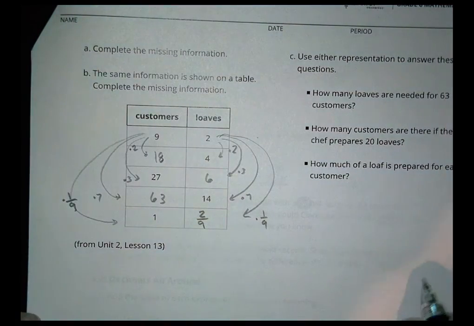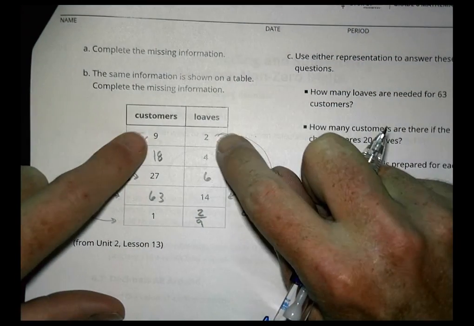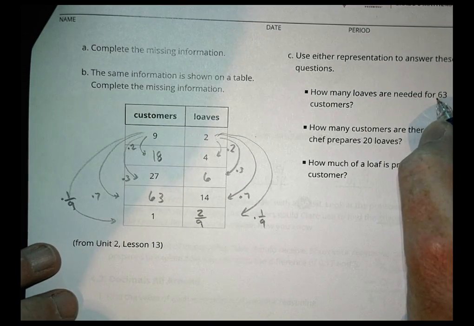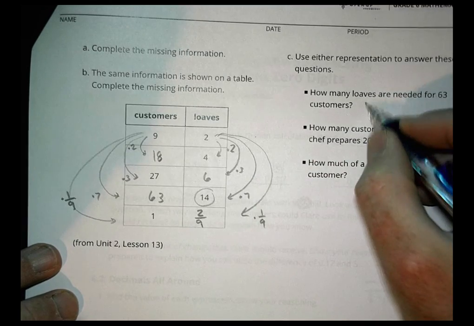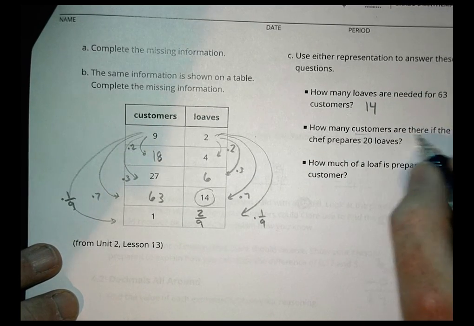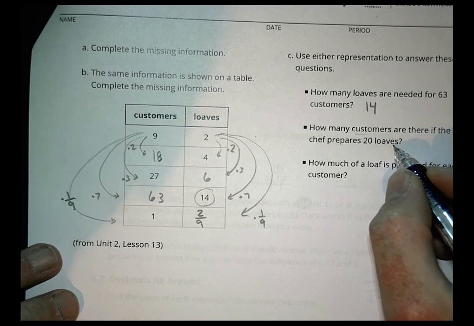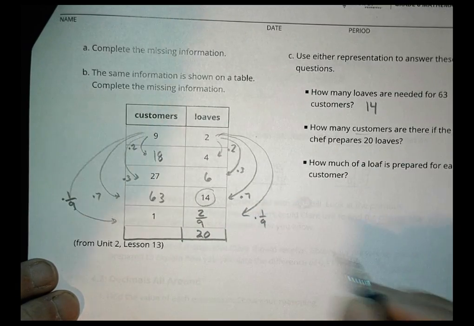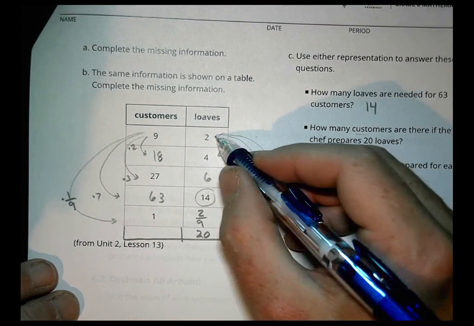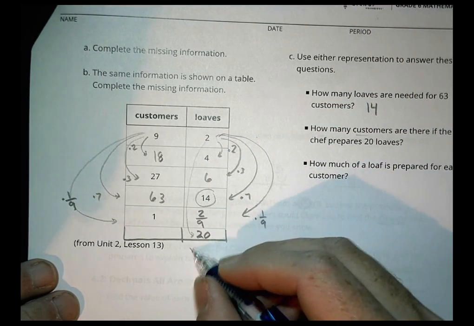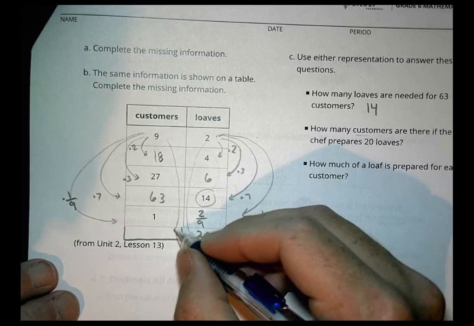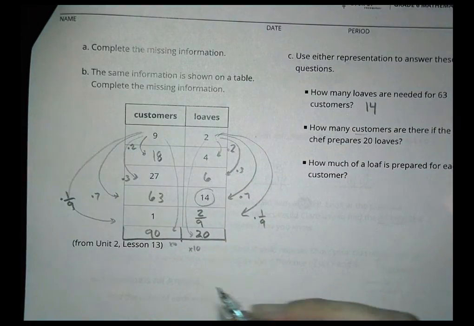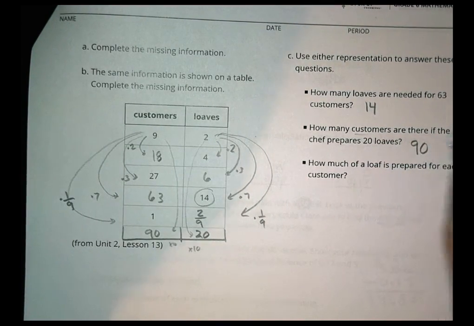That's our table there. Again, whatever we do to the left side, we do to the right side. We multiply by the same amount. So how many loaves are needed for 63 customers? Well, that's right here. We would say 14. How many customers are there if the chef prepares 20 loaves? Okay, so we can make another row here if we wanted to. To go from 2 to 20 is doing what? Times 10. So what is 9 times 10? 9 times 10 is going to be 90. So we would say that there would be 90 customers if he made 20 loaves.